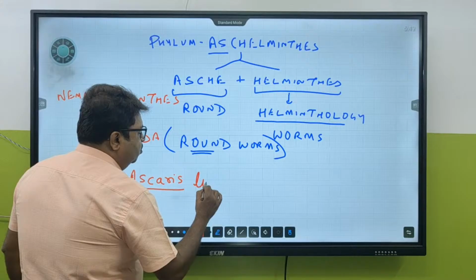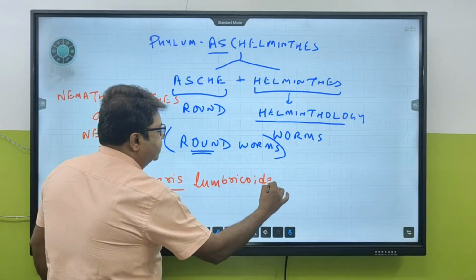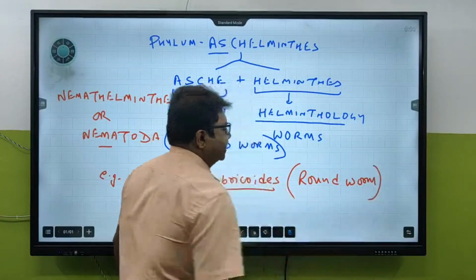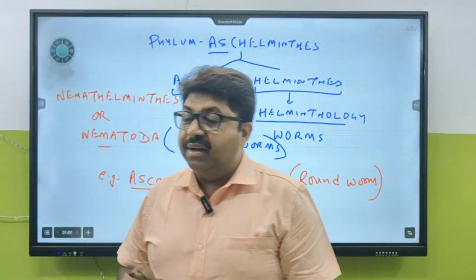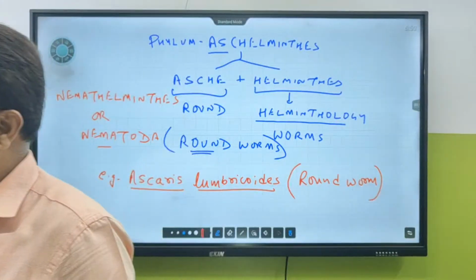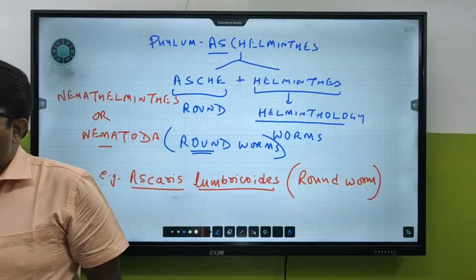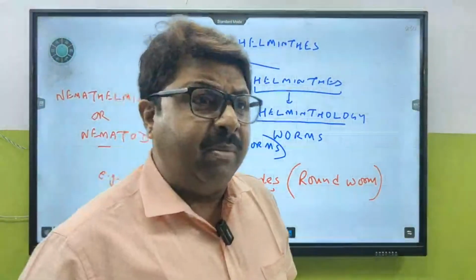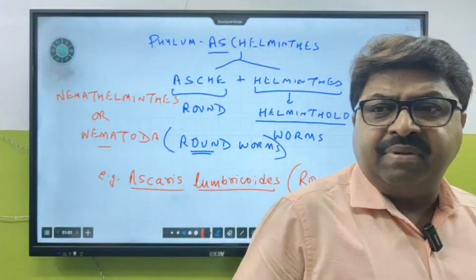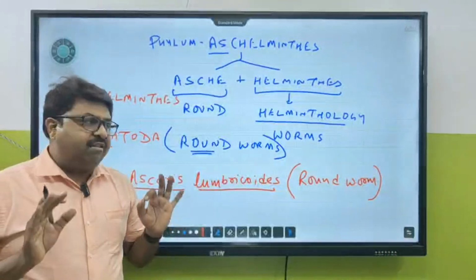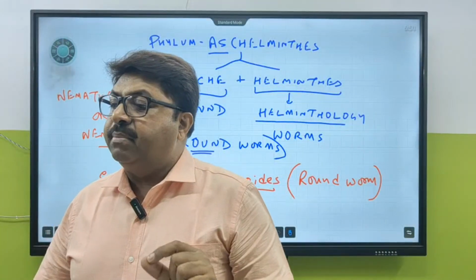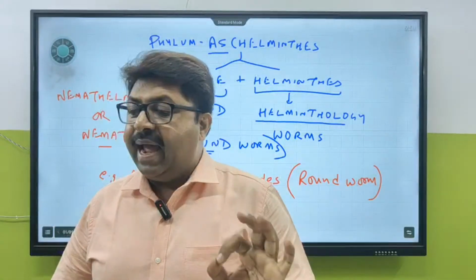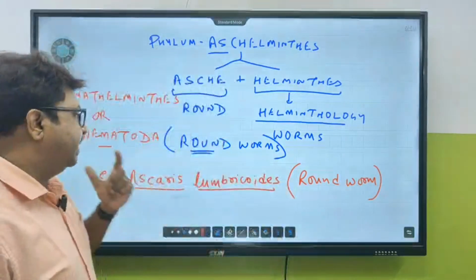Now, the best example that comes to our mind when we talk about Aschelminthes is Ascaris lumbricoides. This is the scientific name of roundworm. Is this clear? Fine. So what is their habitat? Are they free living? Yes, some of them are free living and can remain on land, but some of them remain inside a host body, so they act as parasites.